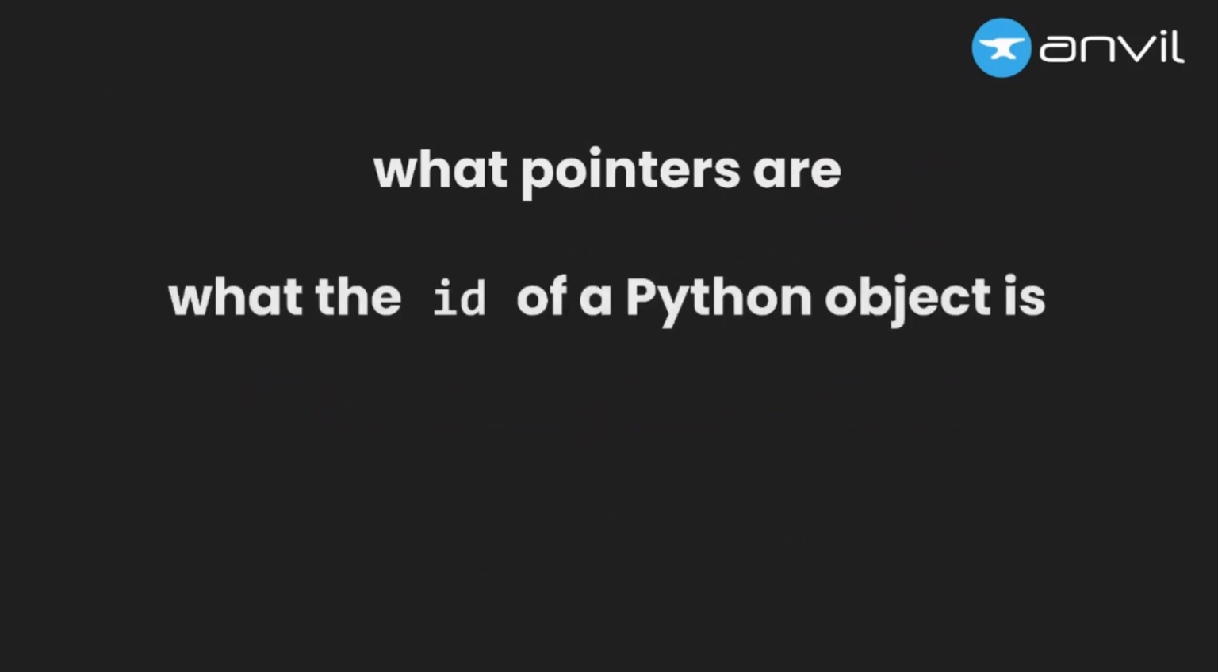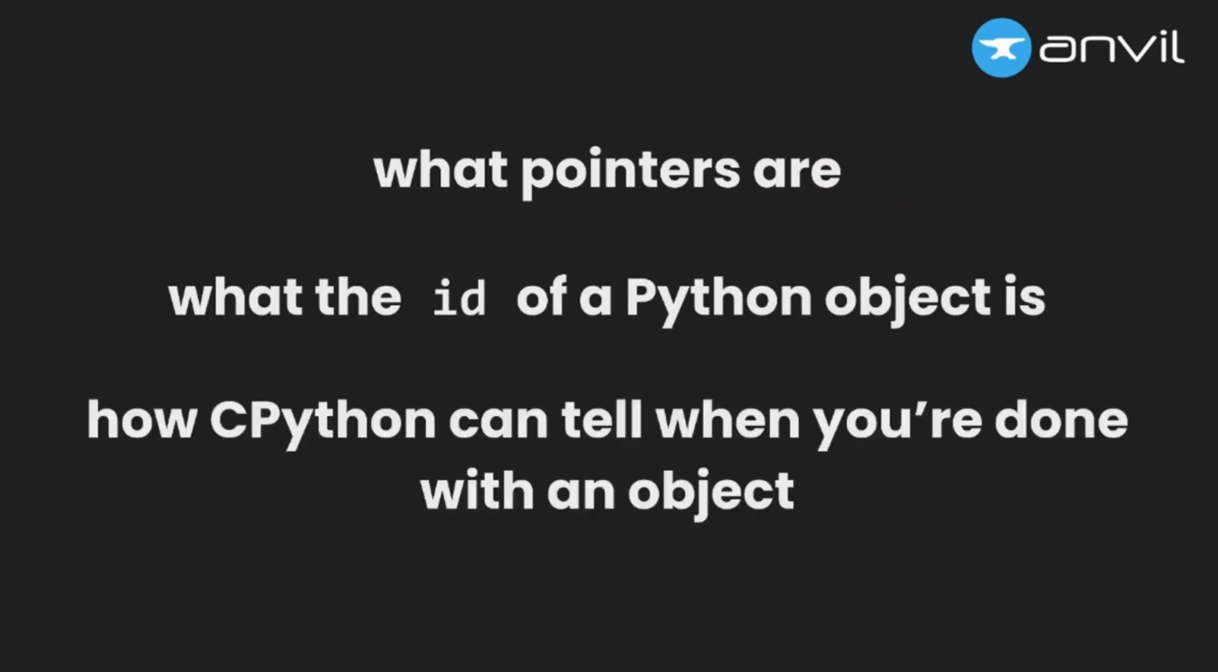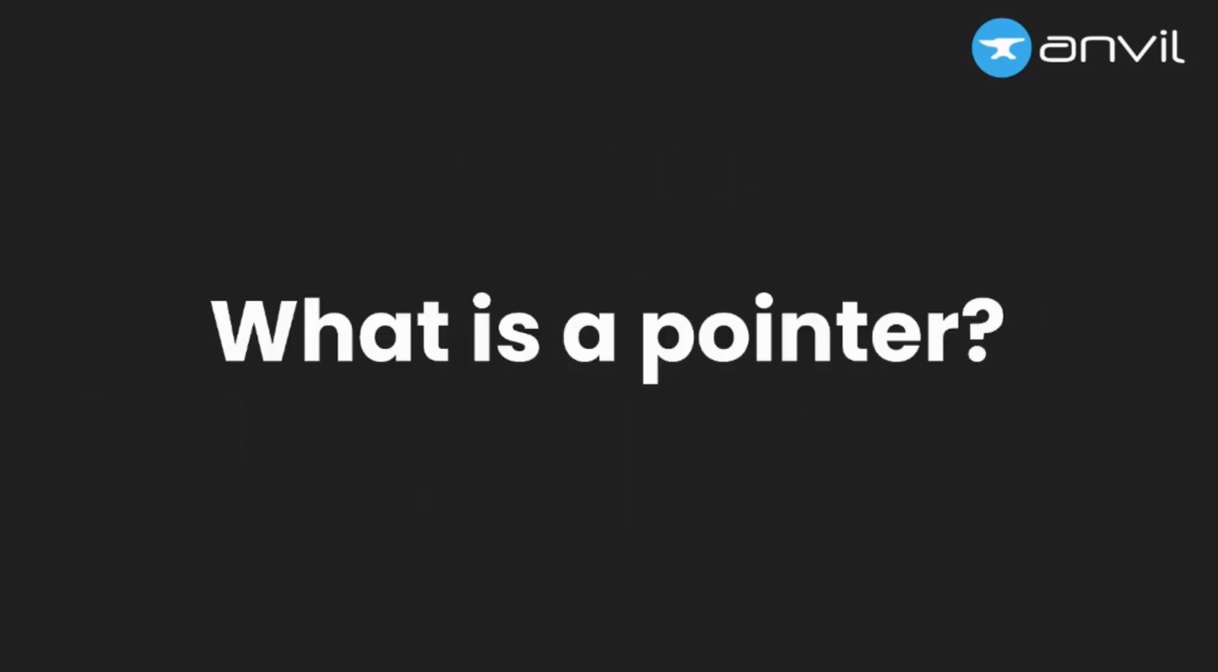The second is what the ID of a Python object is and why it matters. And lastly, we'll be looking at how CPython can tell when you're done using an object in memory and what it does next. So let's kick off with what is a pointer?